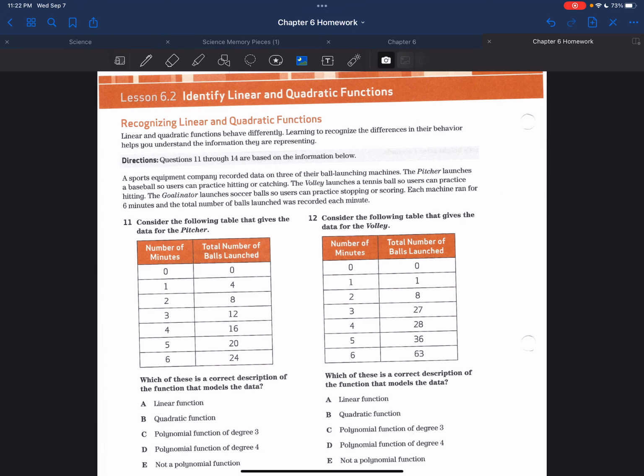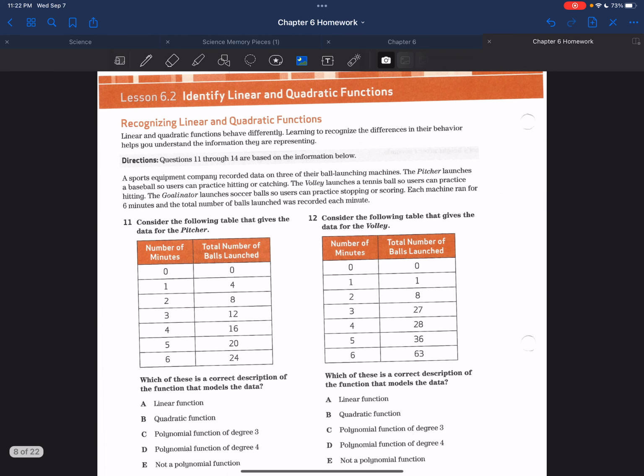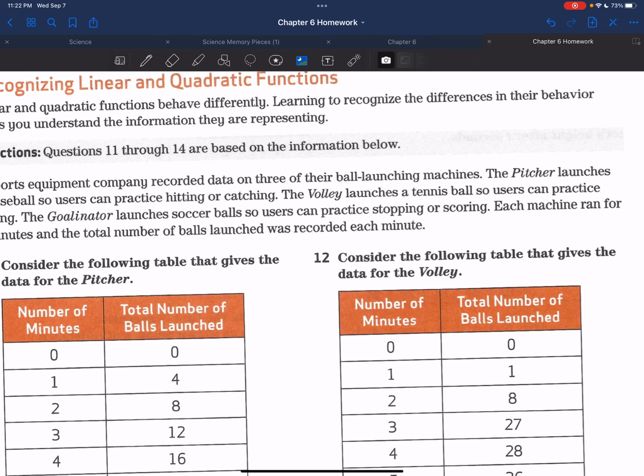I am on page 104 of the exercise book, and this is one of those wonky scans. I'm sorry. Let's read the story. Questions 11 through 14 are based on the information below.